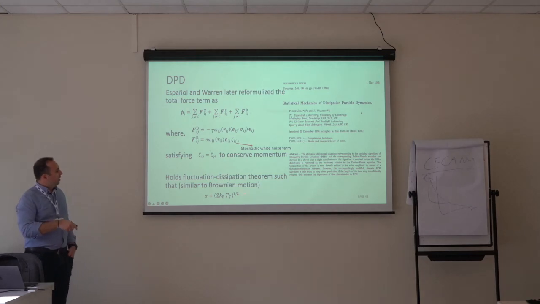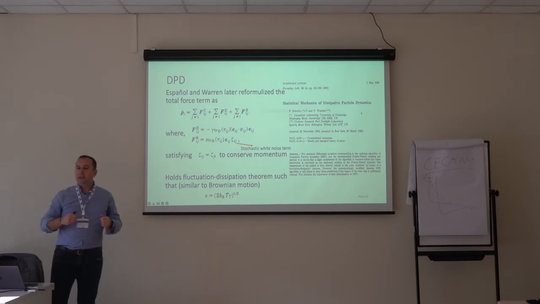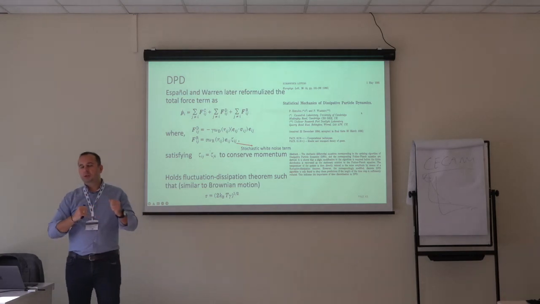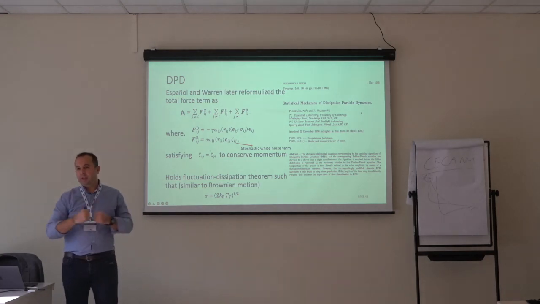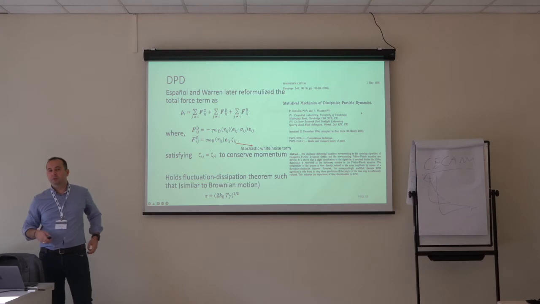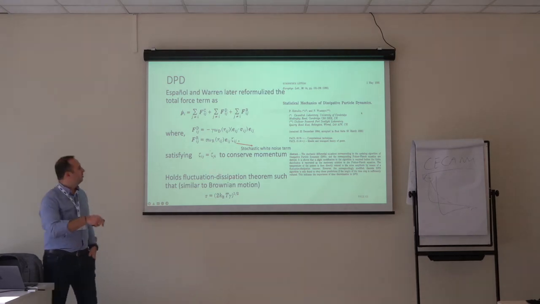So Pep Español and Warren came up with this notation. They said, okay, we can couple the dissipative and random forces by sigma and gamma. That is also explicitly related to the friction between the particles. When these particles hit, the energy needs to be dissipated, and you need some level of friction in between. So that is also referred to as the friction force nowadays. DPD is mostly this one.